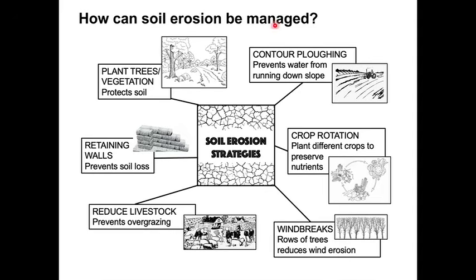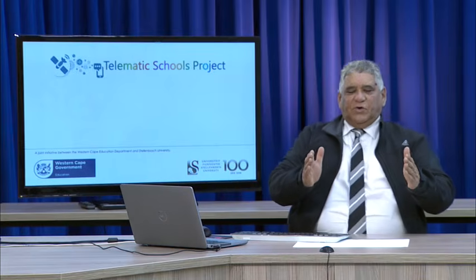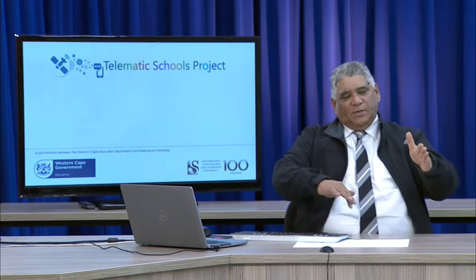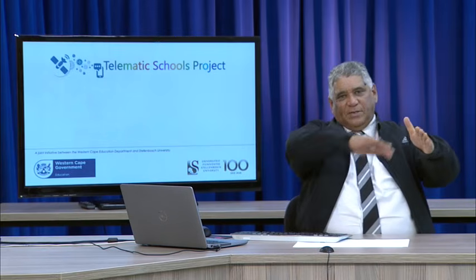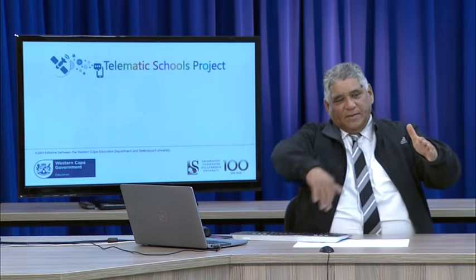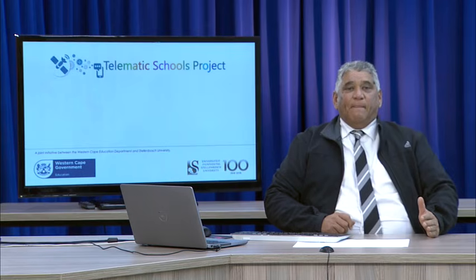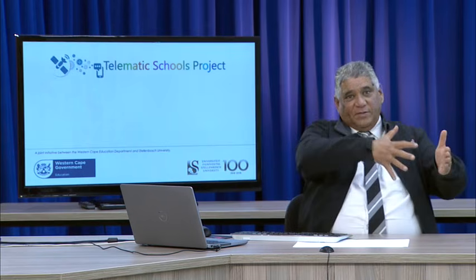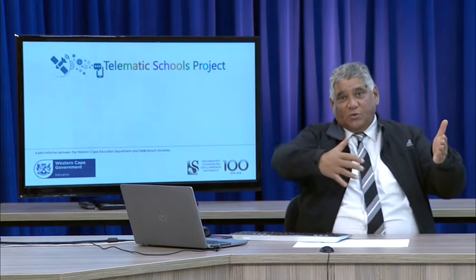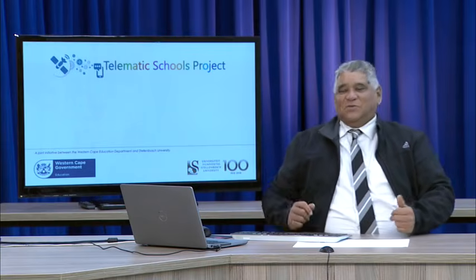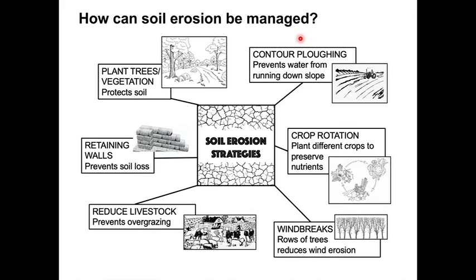Now, what can we do? Firstly, contour plowing. Now, what is contour plowing? If you've got a slope and you plow up and down the slope, what's going to happen? Right? When it rains, the water is going to run down the slope. But if you have a slope and you plow in this direction, with the contours, then the water can't run down the slope. So contour plowing is the first thing.